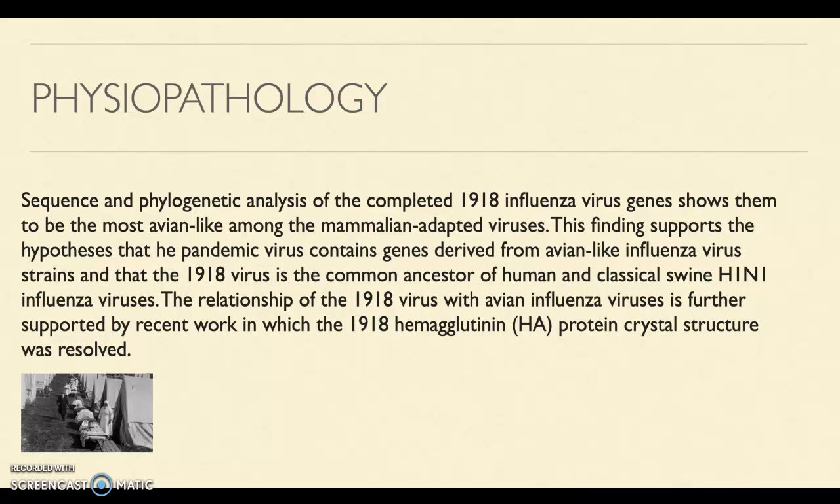Physiopathology. Sequence and phylogenetic analysis of the completed 1918 influenza virus genes shows them to be the most avian-like among the mammalian adapted viruses. This finding supports the hypothesis that the pandemic virus contains genes derived from avian-like influenza virus strains, and the 1918 virus is the common ancestor of human and classical swine H1N1 influenza viruses.